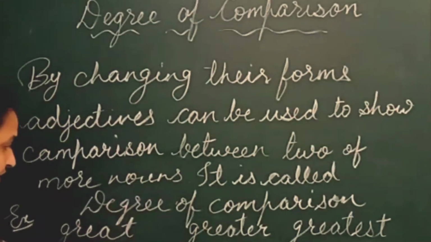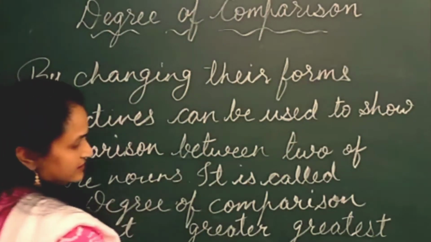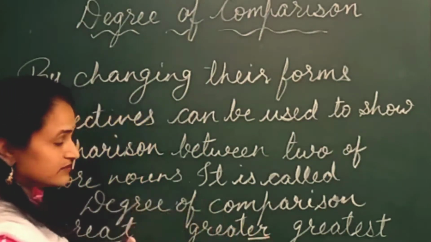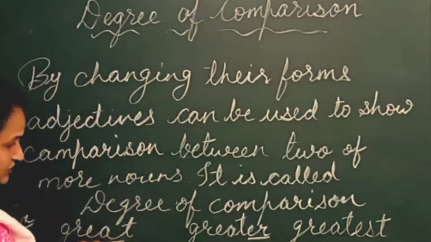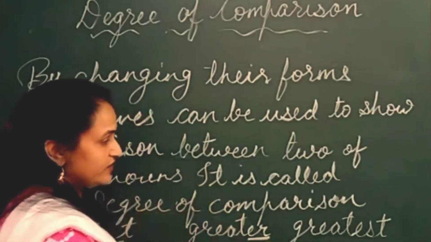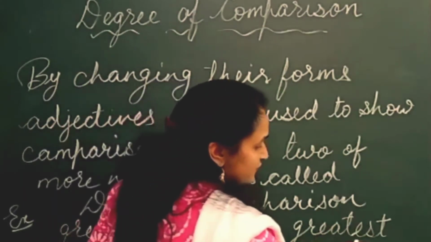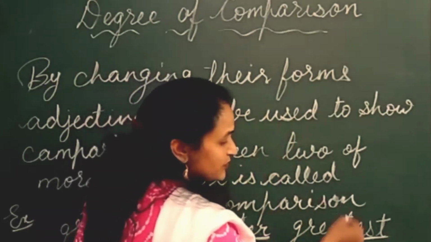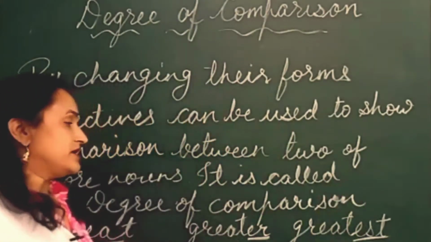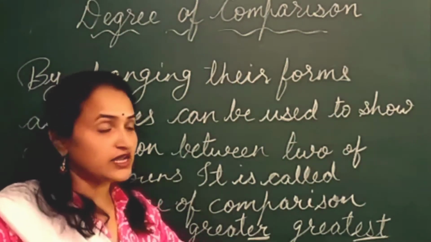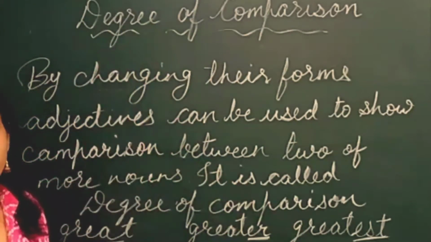For example, great, that is positive degree. Greater, we have changed the form by using er. We have changed the form of this adjective by using er, and it has become comparative degree. By changing its form and adding est, it has become superlative degree. So it is known as positive, comparative and superlative degree, and these are known as degree of comparison.